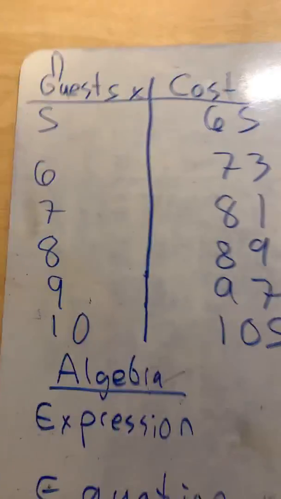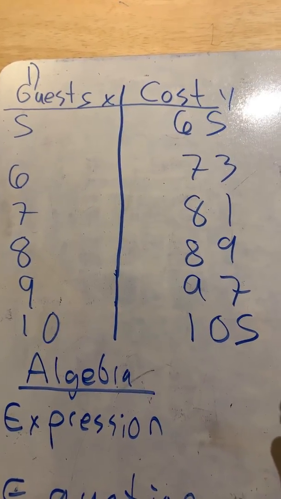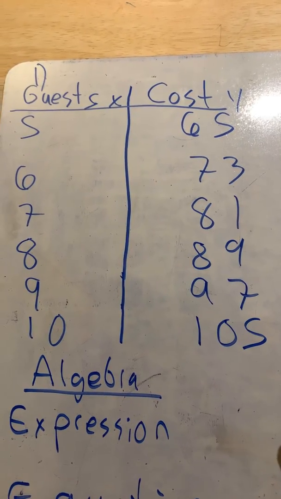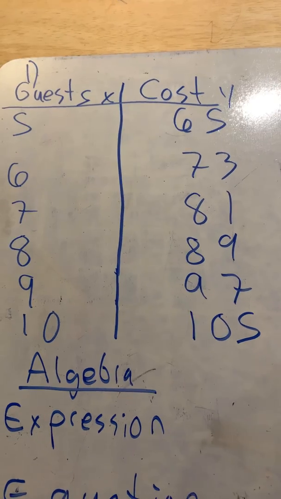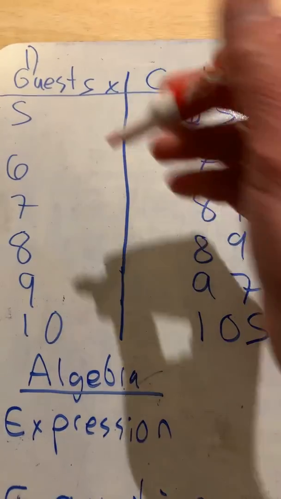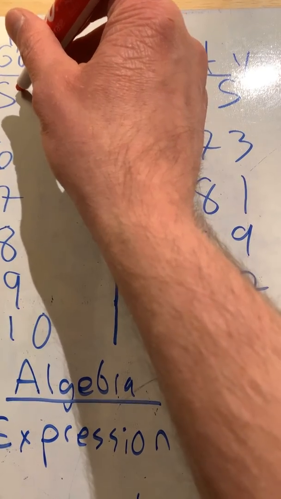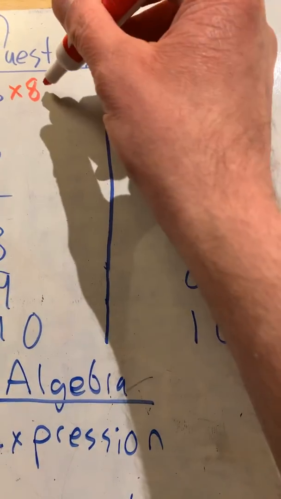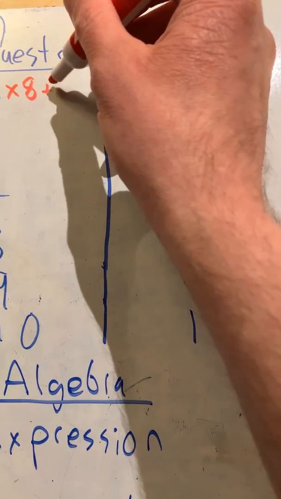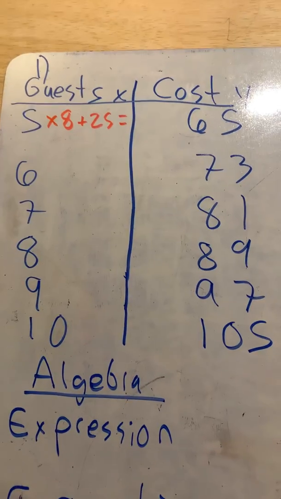So in that question, it was a question about Viviana's planning a party, and it costs $25 for the cake and then $8 per guest. So what you have to do there is you have to take your number of guests. In this case, the first value given is 5 guests times by 8, and then add on the $25 for the cake, and that gives you a cost of $65.